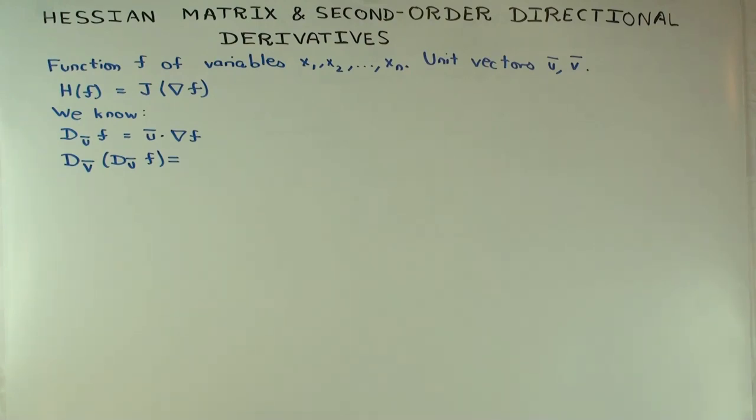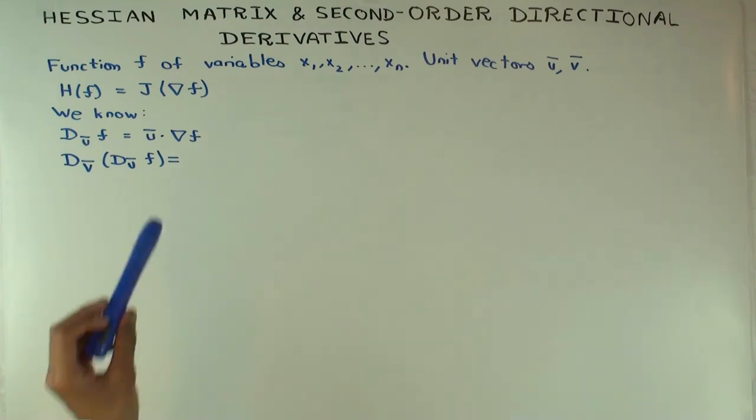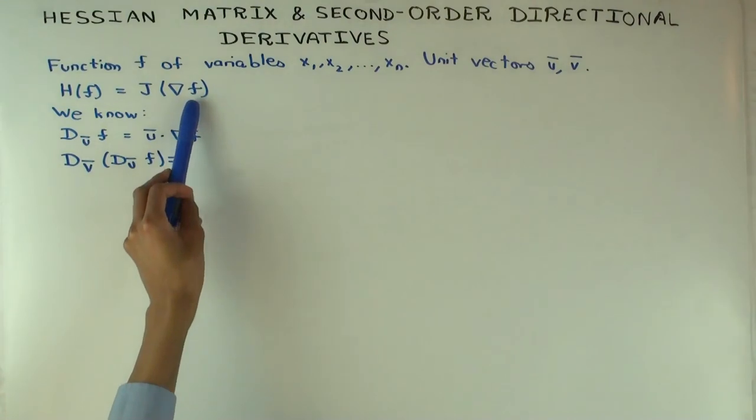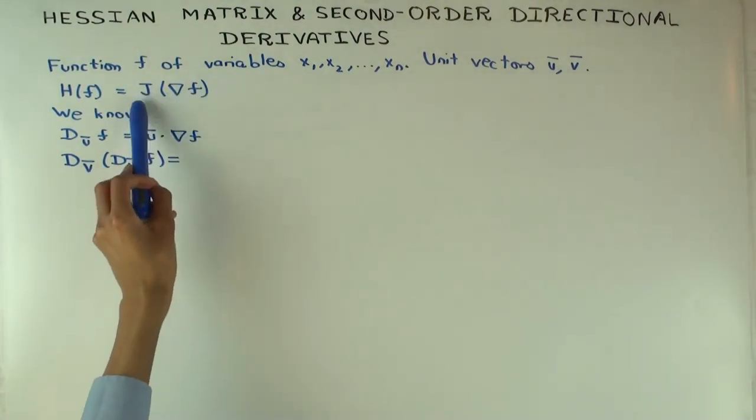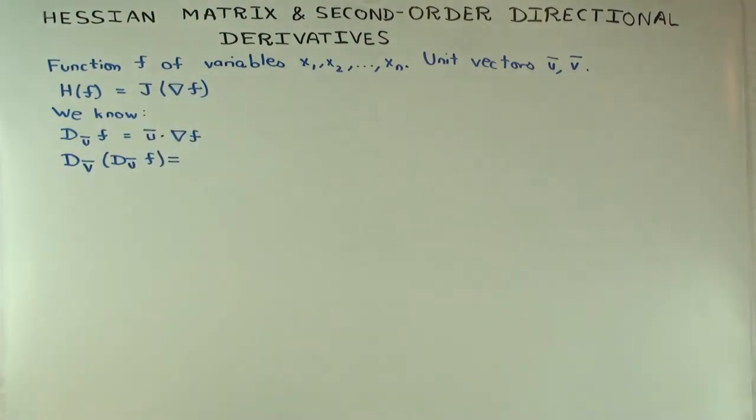Okay? Now the Hessian of f is defined as what? The Jacobian of the gradient of f. That's sort of like taking the second derivative, right? Because the gradient would just be the first derivative. But then to differentiate a vector-valued function, you have to take the Jacobian. And that's giving you the second derivative, essentially.